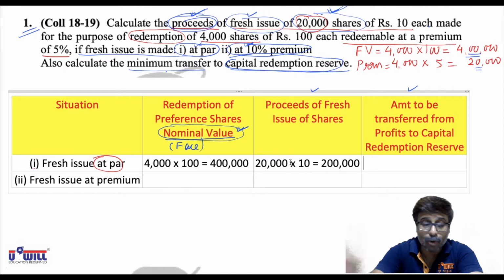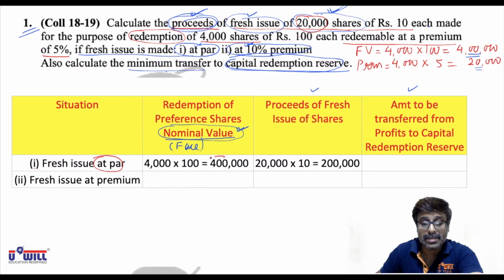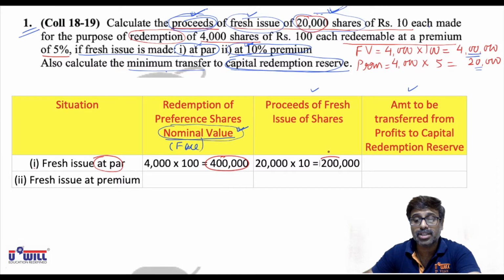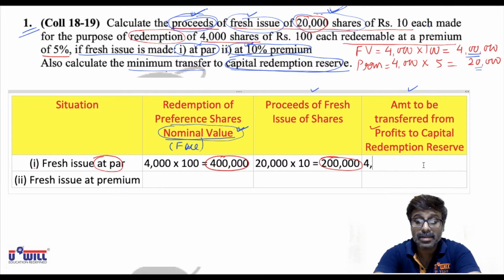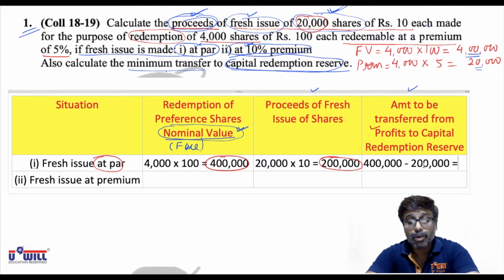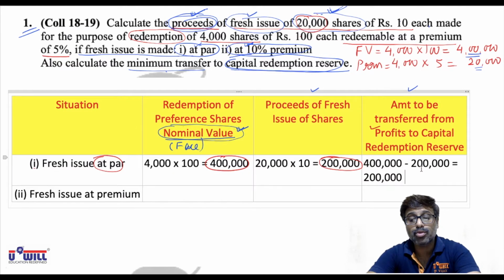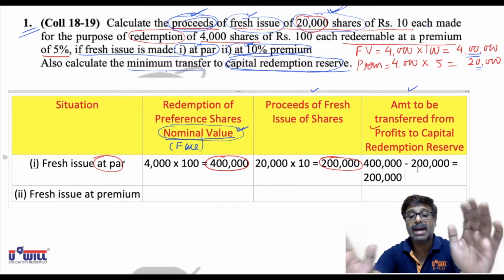Now, out of 4 lakhs, 2 lakhs will be utilized from proceeds of fresh issue of shares. So the remaining 2 lakhs we will have to take from the profits of the company and transfer to capital redemption reserve. Out of 4 lakhs, the face value of preference shares that we have to pay, we will use 2 lakhs from proceeds of fresh issue of shares. So the remaining 2 lakhs we will take from profits and transfer to capital redemption reserve.